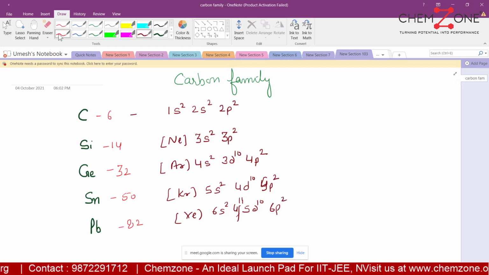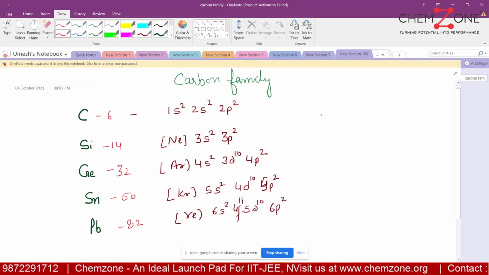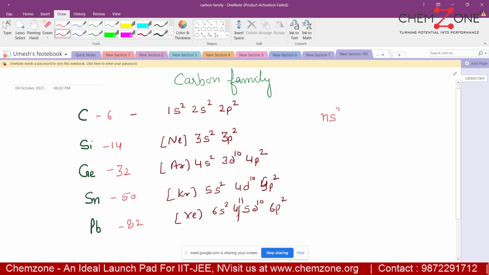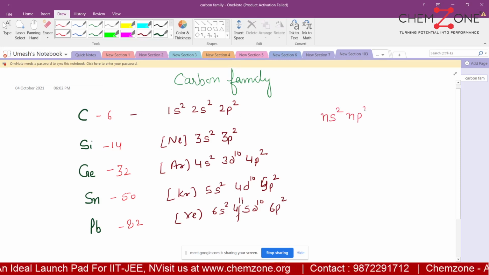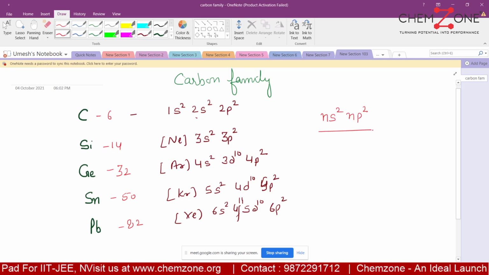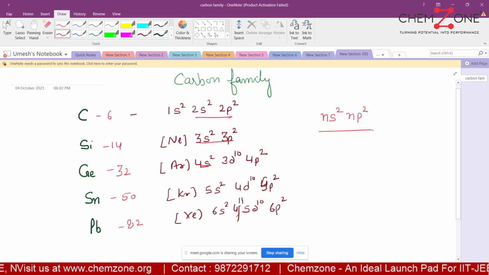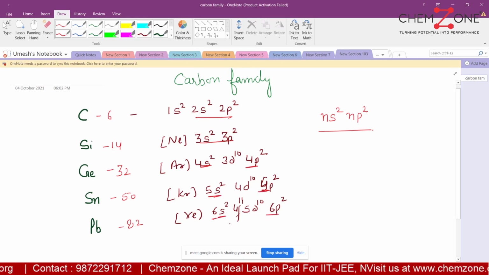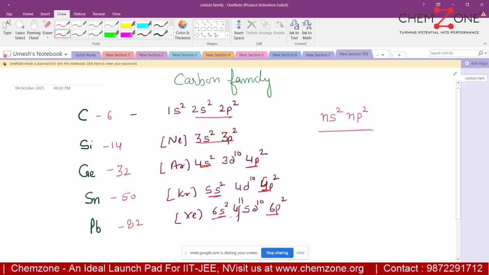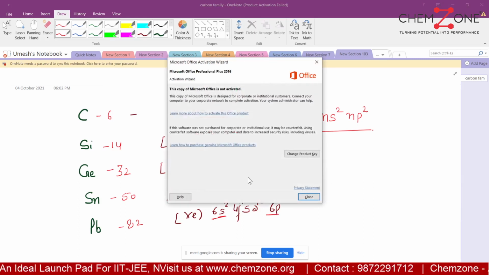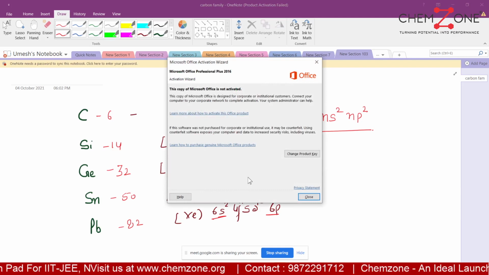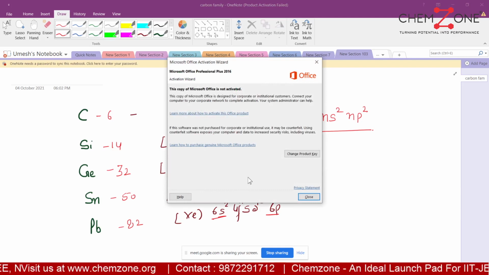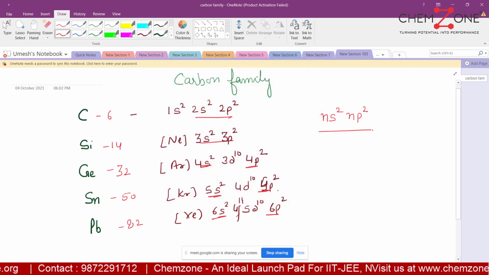And from this electronic configuration, you can see they have the general electronic configuration ns2 np2 in the outermost subshell. The outermost shell has s and p electrons with ns2 np2. Okay, got it. Yeah.